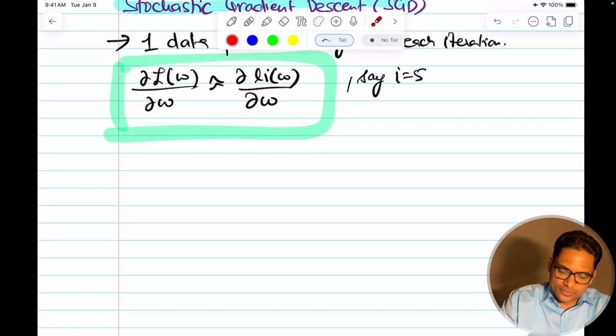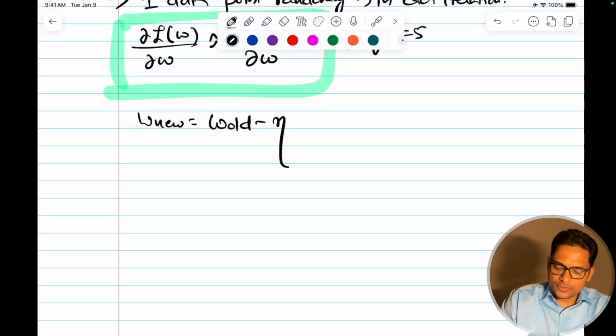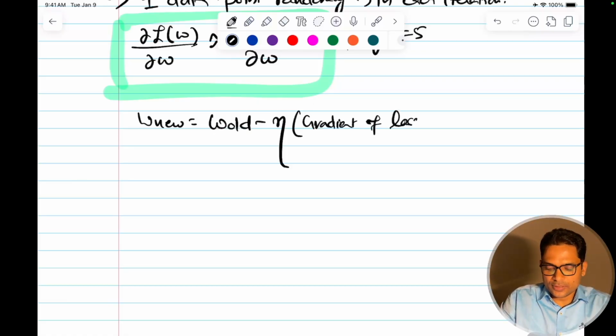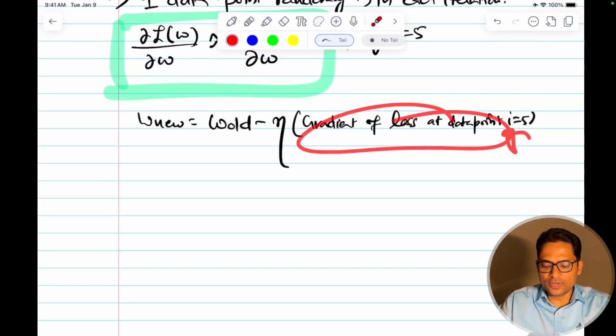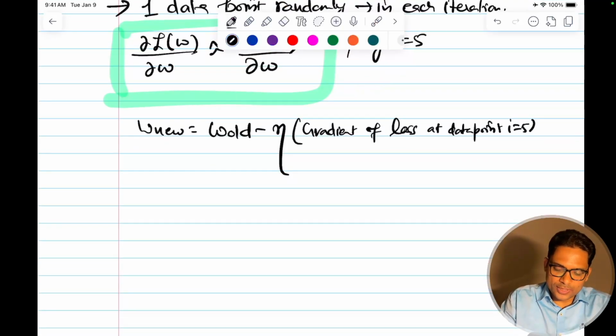So your new weight will be W new is equal to W old minus eta times the gradient of loss at data point i equal to 5. Okay, so whatever is calculated at data point i equal to 5, that's what will be my new weight. So what are the points to remember around this?